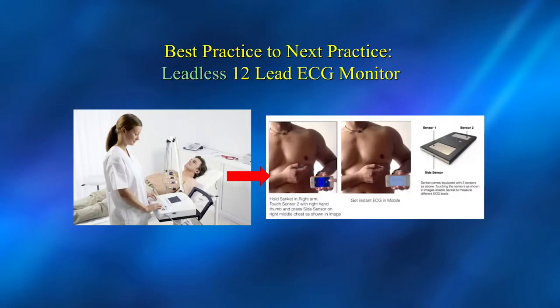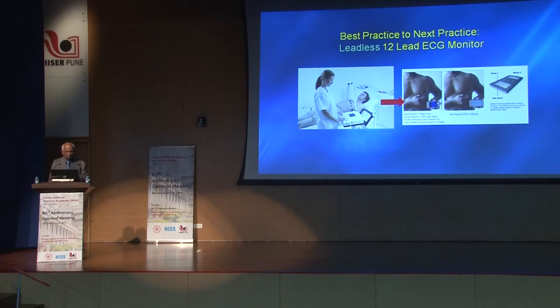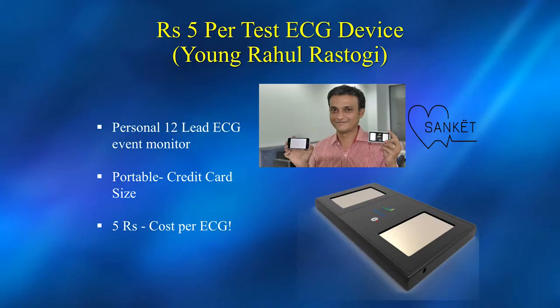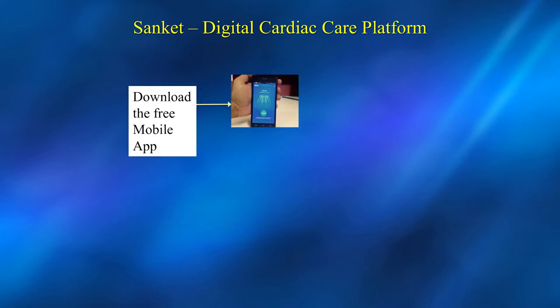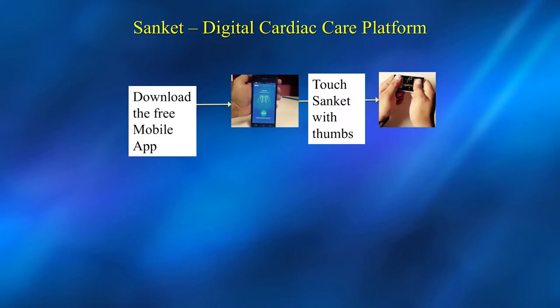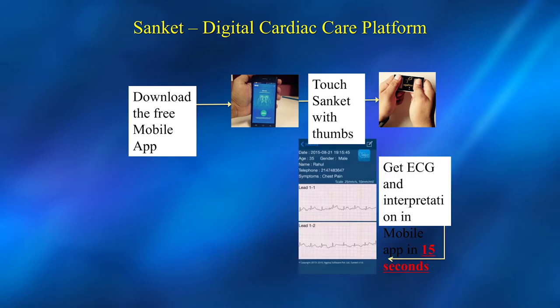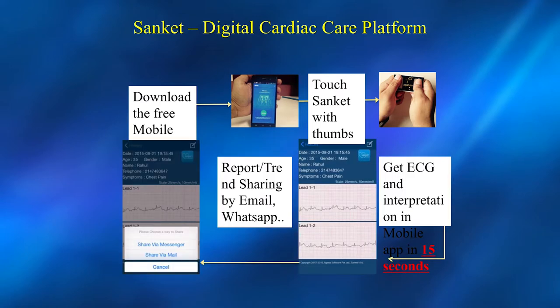How did that happen? The best practice, of course, is you lie down and there are 12 leads and this, that, and the other. The next practice is this. You have something, I wish I had brought this here, I forgot. You put your two thumbs on the sensor for 15 seconds, and within 3 minutes, if you have downloaded an app called Sanket, which I have, your physician will get it. The cost is just fine. It's a free mobile app, Sanket, and with the thumbs, the ECG actually comes and you can send it by email.